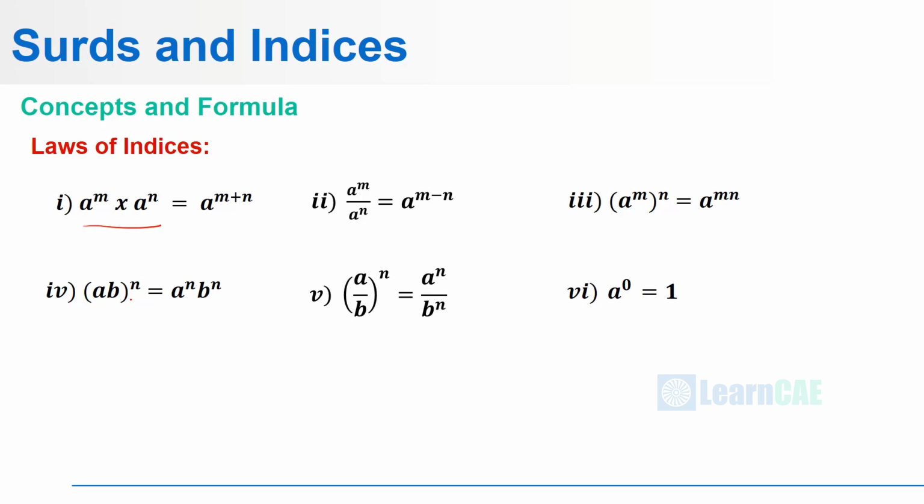Next, ab power n is equal to a power n into b power n. Similarly, a by b power n is equal to a power n divided by b power n. And finally, a raised to power 0 is equal to 1, or any number raised to power 0 is equal to 1. So these are the laws of indices. You can have a look.